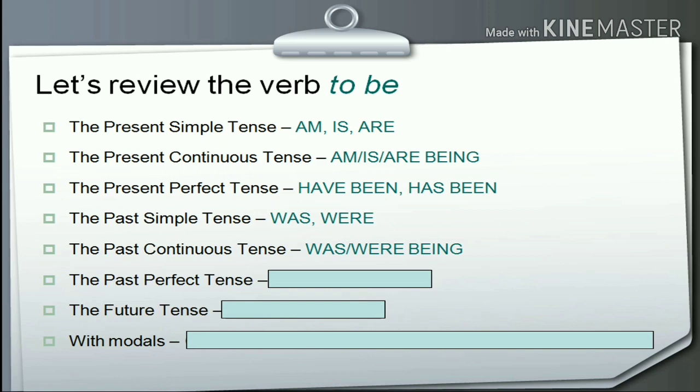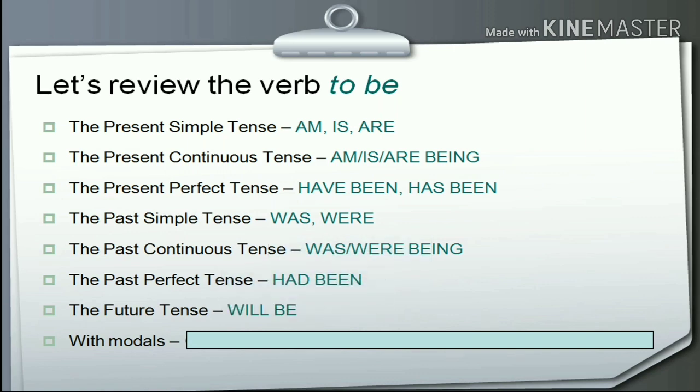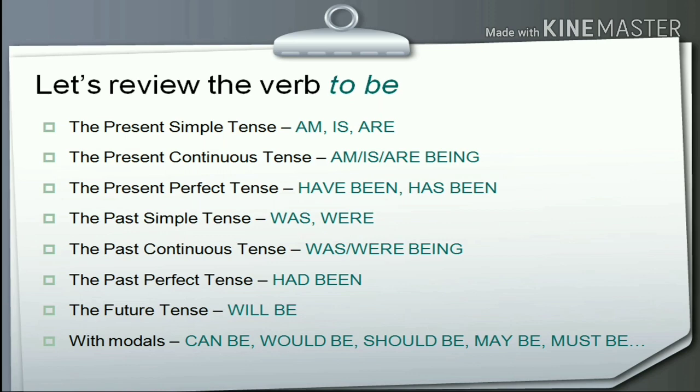The present perfect: have been, has been. The past perfect is had been. The future tense is will be. With modals, can be, would be, should be, may be, must be, could be. Just the modal plus be, because be takes the infinitive. As we know, after modals, we have the infinitive.